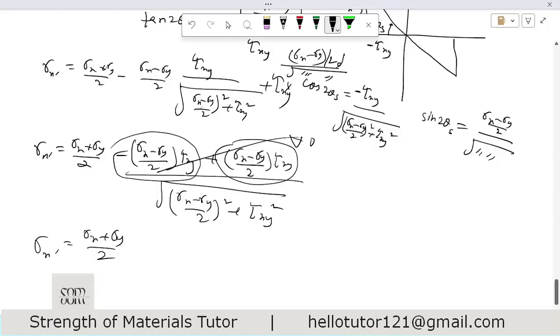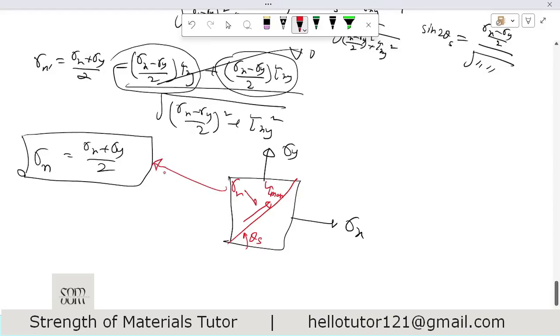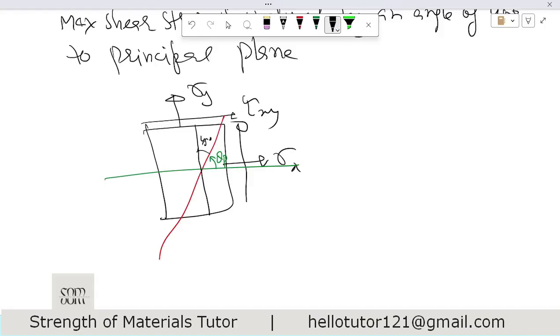Now since this is the normal stress on the shear plane, we call it sigma n. This is the normal stress on the shear plane and it is the average, sigma x plus sigma y by 2. So what does it mean? If we have a body like this, if this is sigma x and this is sigma y and you found the value of theta s, and it is here, now here it is going to be tau max, and here is also going to be a normal stress, and the magnitude of normal stress is given by this. So I hope you understand everything.